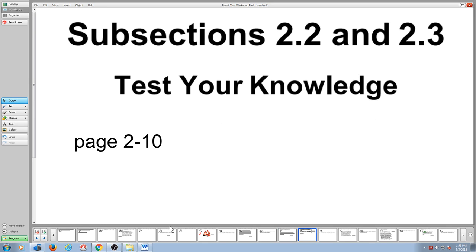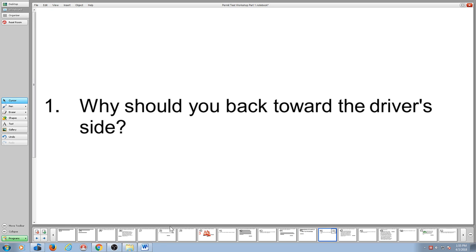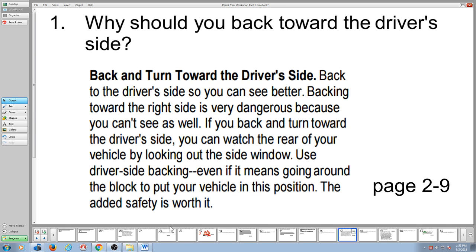So, test your knowledge, subsection 2.2 and 2.3. Why should you back towards the driver's side? Because it's easier to see. That is the most logical answer. Back towards the driver's side so you can see better. Backing towards the right side is very dangerous because you can't see as well. If you back and turn towards the driver's side, you can watch the rear of your vehicle by looking outside the window. Use driver's side backing, even if it means going around the block to put your vehicle in the right position. The added safety is worth it.